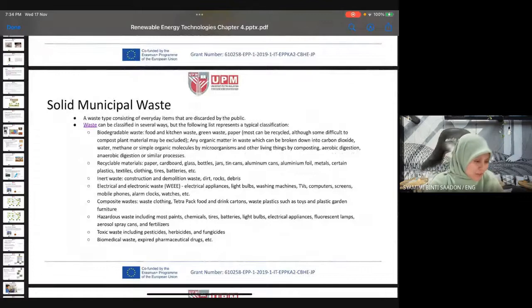Okay, we continue here. Another source of biomass is from solid municipal waste just now. Okay, so municipal waste. There are several types of classification of this solid municipal waste. The most important one maybe that we know is the biodegradable waste that comes from food, kitchen waste, paper, mostly those that can be recycled. Any organic matter in waste which can be broken up into carbon dioxide, water, methane, etc. And then we have electrical and electronic waste, composite waste, toxic waste, and biomedical waste. So those are classified as solid municipal waste.